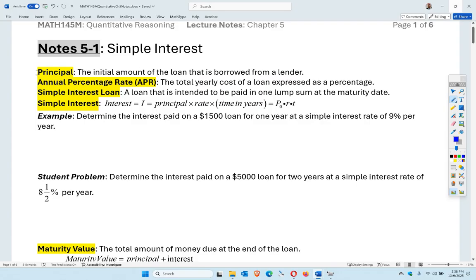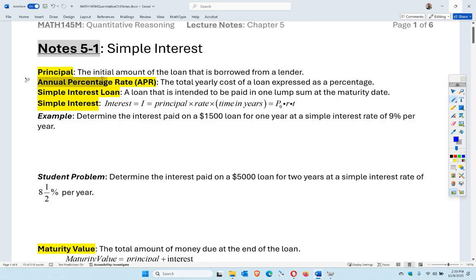So we're doing simple interest. The principal is the initial amount that you're borrowing. It's not like the principal in your school, right? Okay, so you make a loan, the initial amount that you borrow. So you buy a $20,000 car and you get a loan. The $20,000 car will cost more than $20,000 because you have to pay interest.